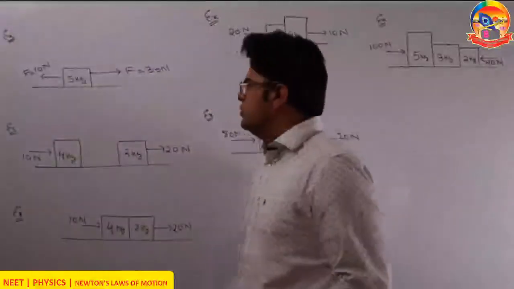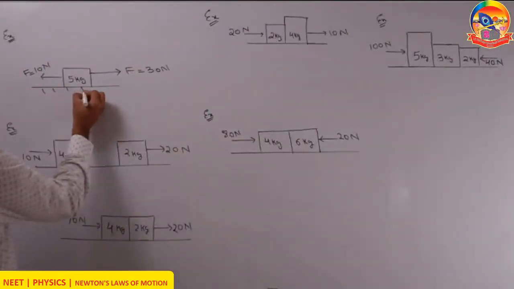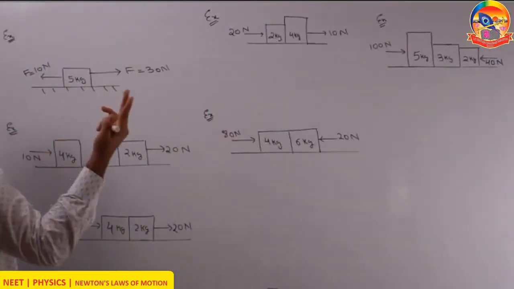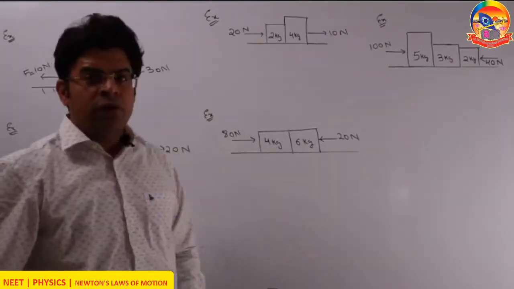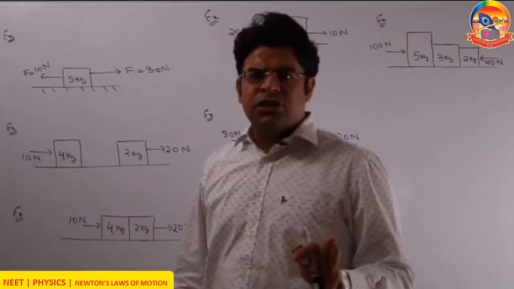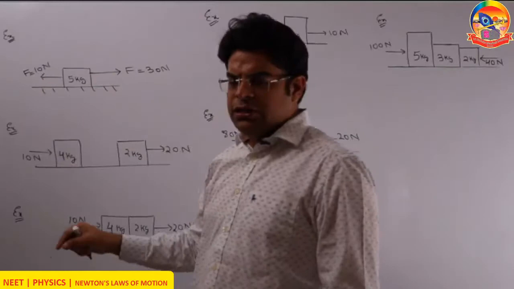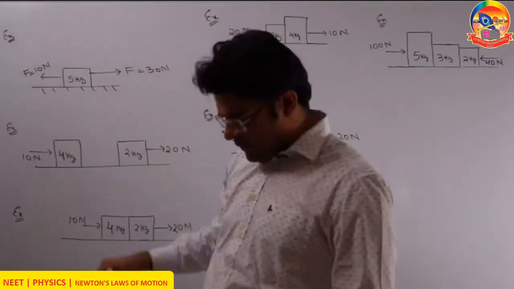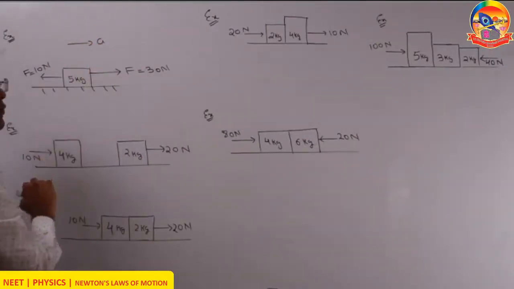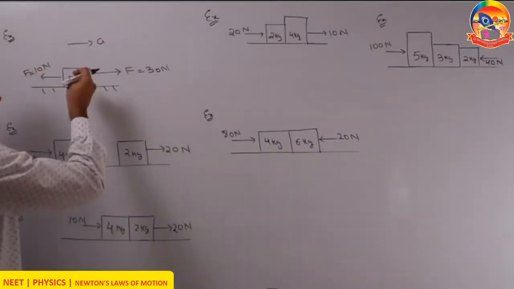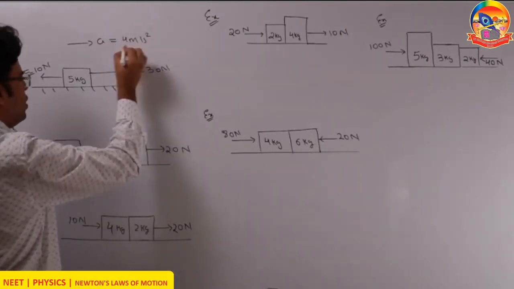So let's do some more questions. First question. There is a block of mass 5 kg, and as you can see there are two forces acting on it, a force of 30 Newton to the right and a force of 10 Newton to the left. The question is, what is the net acceleration of this block? So you can see that a force of 30 to the right, 10 to the left. This means a net force of 20 towards the right. If the net force is 20 and mass is 5, then the acceleration has to be equal to force upon mass. So the net acceleration is 20 by 5, that is 4 meter per second square towards the right.